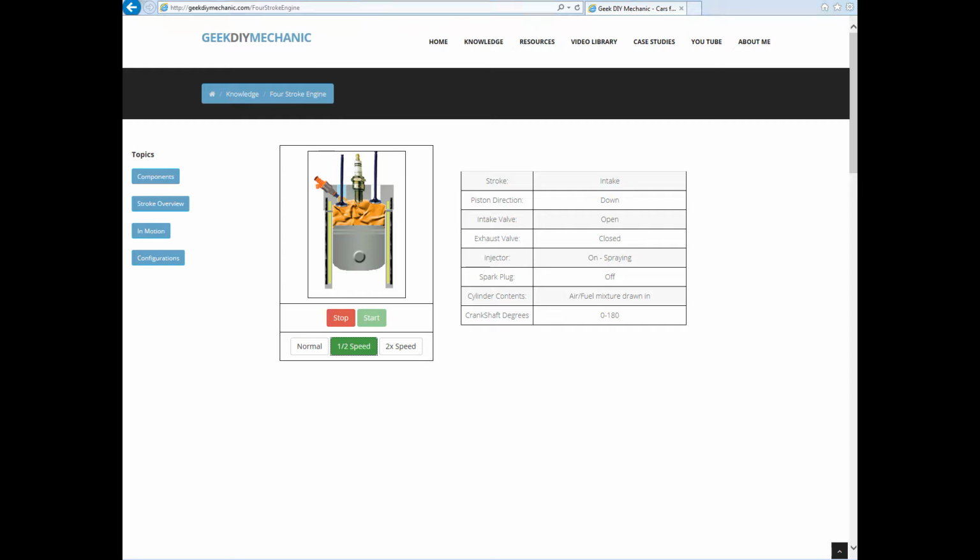Now that you understand the 4 strokes, and you now know it takes 720 degrees for the 4 strokes to complete, let's discuss how engineers make these powerful engines that we drive.